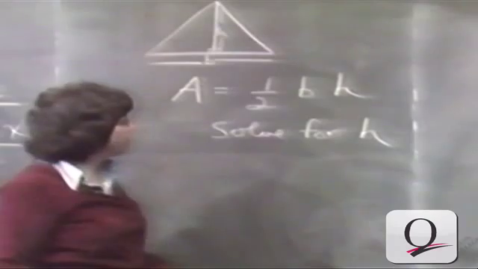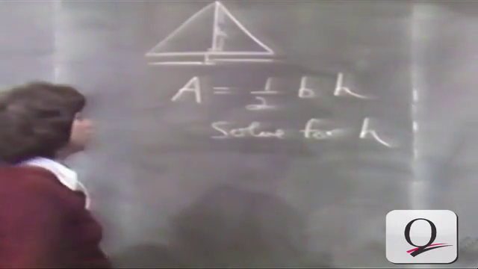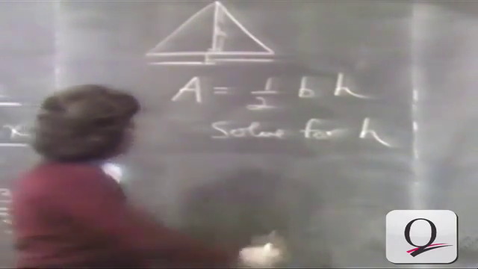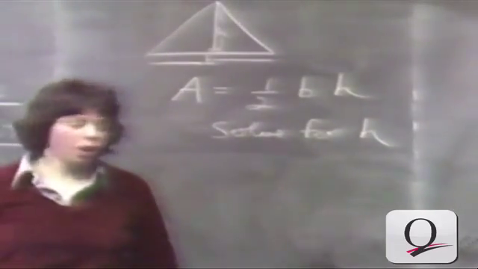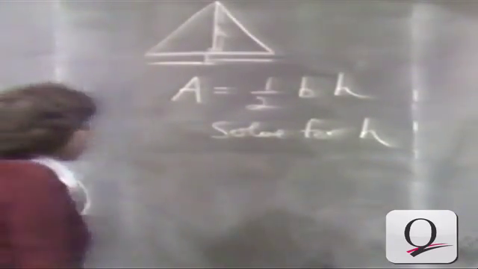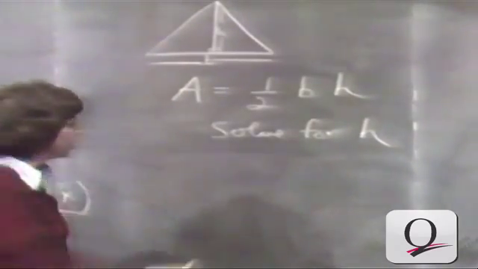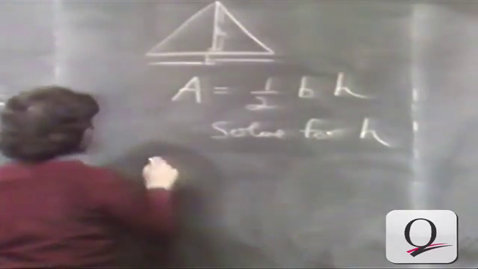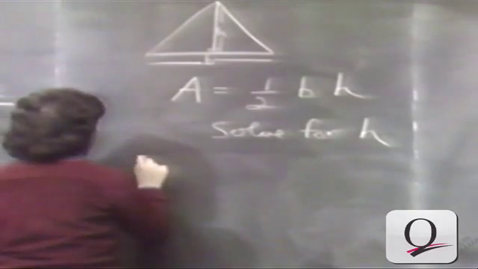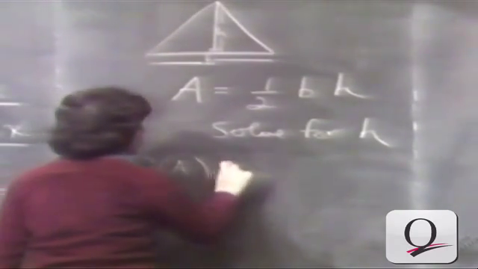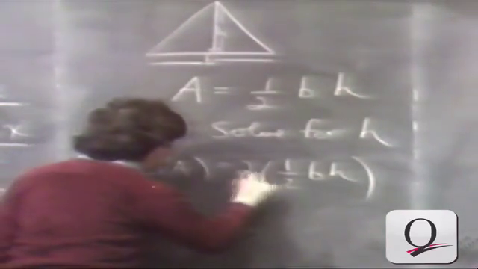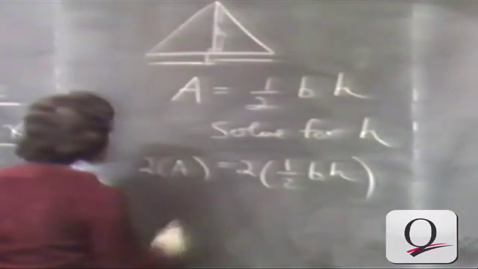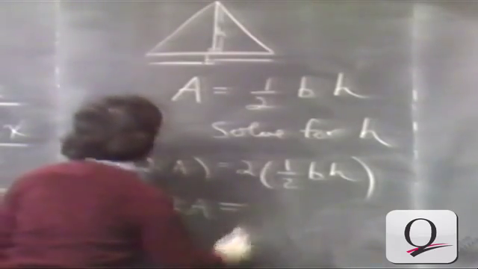Okay, we want to solve for h. We want to get h alone and on one side of the equation. First thing we notice is that there's a fraction. Well, we can proceed the same way we always do with fractional equations. We can get rid of the fraction. We will multiply both sides of this equation by 2. We multiply the left side by 2 and the right side by 2. This gives us 2a. This is really, of course, 2 over 1, and the 2's here cancel. We have 2a equals bh.